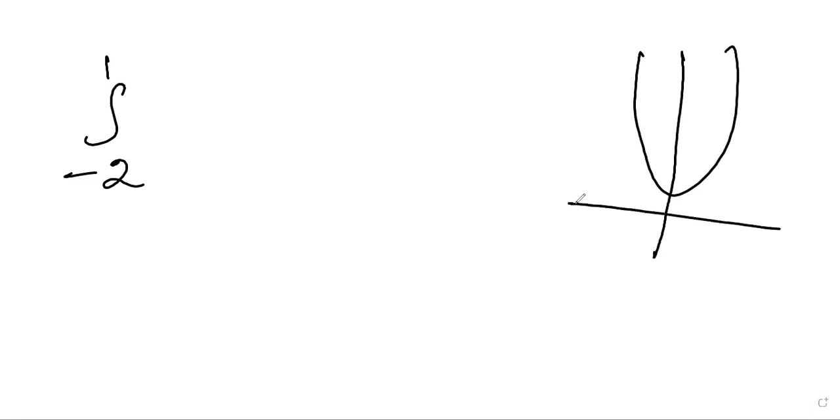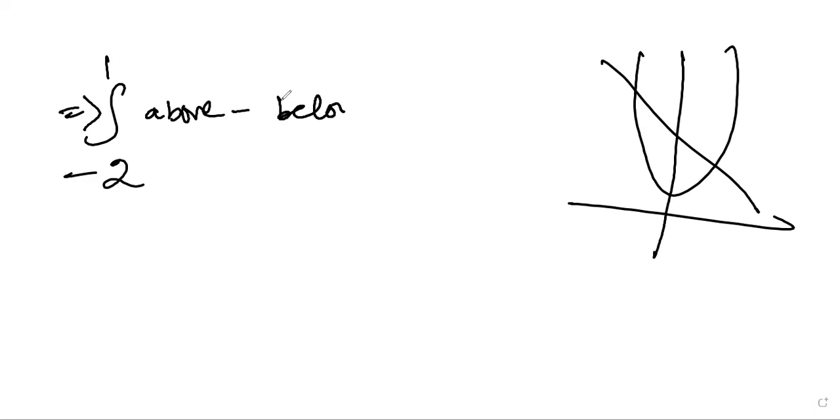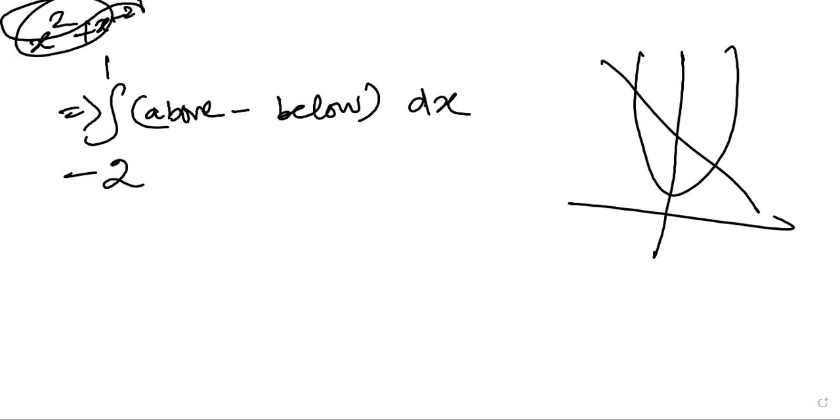So the starting limit is -2, final limit is 1. So when you write this, you're getting a diagram like this, right? When you do integration, you always have to write above minus below if you are integrating with respect to x, because we were getting the quadratic equation in the form of x. It was x square plus x minus 2, right? This was our quadratic equation.